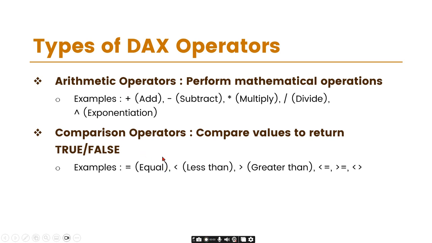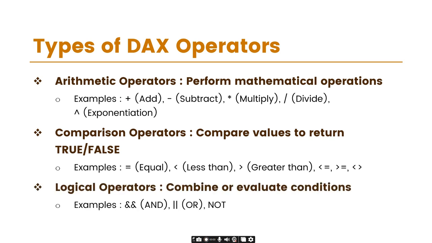Then we have comparison operators, which are used for comparing values, which in return give us true or false. We have equals, less than, greater than, and many other operators, which I'll be showing you practically in the coming slides. Logical operators are used for combining or evaluating conditions. For example, we have the double and symbol and the double pipe symbol for or, or we can use not, which is nothing but the and, or, not.